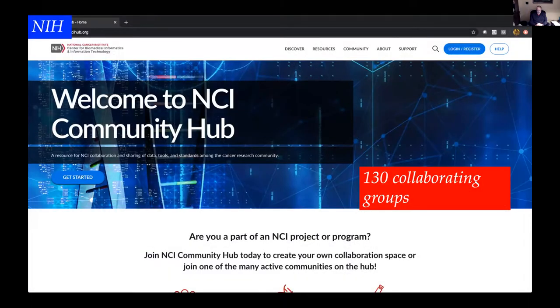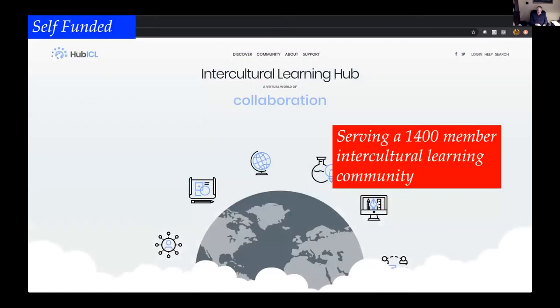The National Cancer Institute in the US has a hub that supports over 130 collaborating groups right now, and they're not doing much about computation, but they're doing a lot in terms of sharing ideas and information. Another example is the Intercultural Learning Hub, and this is serving a community of 1,400 members who are professional intercultural learning specialists, and they use this for their professional development in their community.